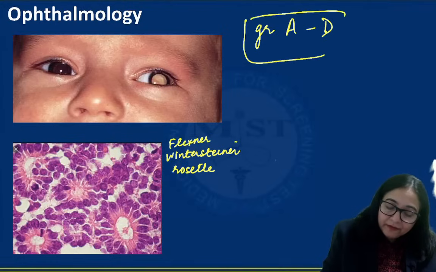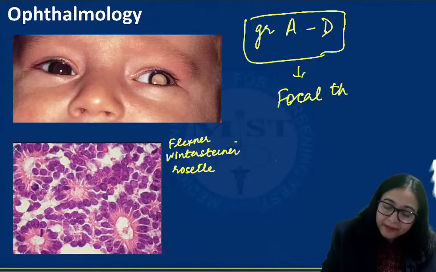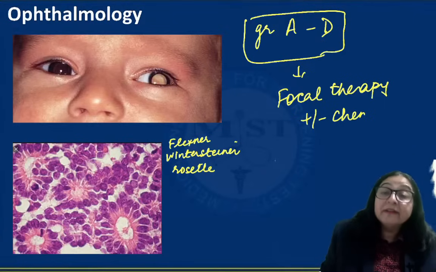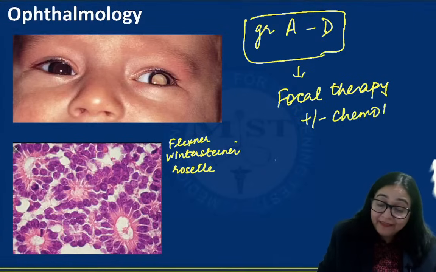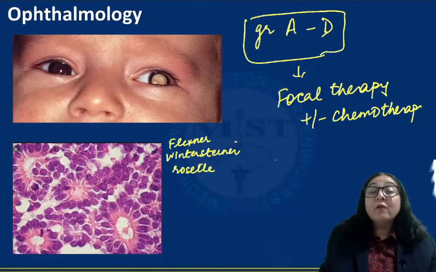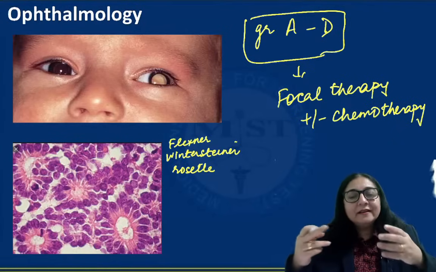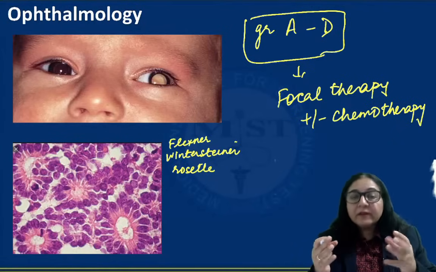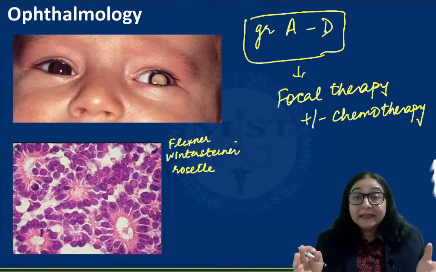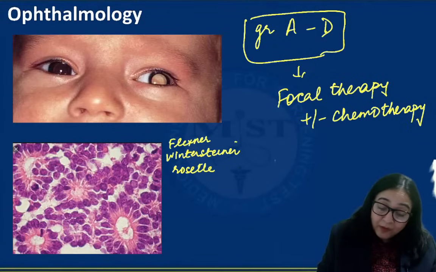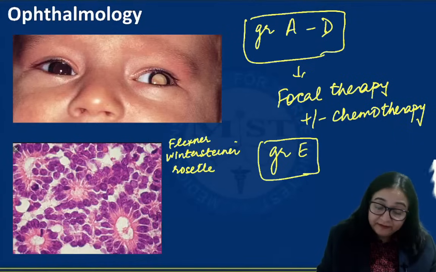Okay? Now just to summarize the treatment, from group A to D tumors, you can give focal therapy plus minus chemotherapy. If the tumor is large, you will first do chemo reduction and then do focal therapy. So focal therapy can include laser, it can include cryotherapy, thermotherapy, brachytherapy. But once it is group E stage, then you have to, as we just discussed, do enucleation.